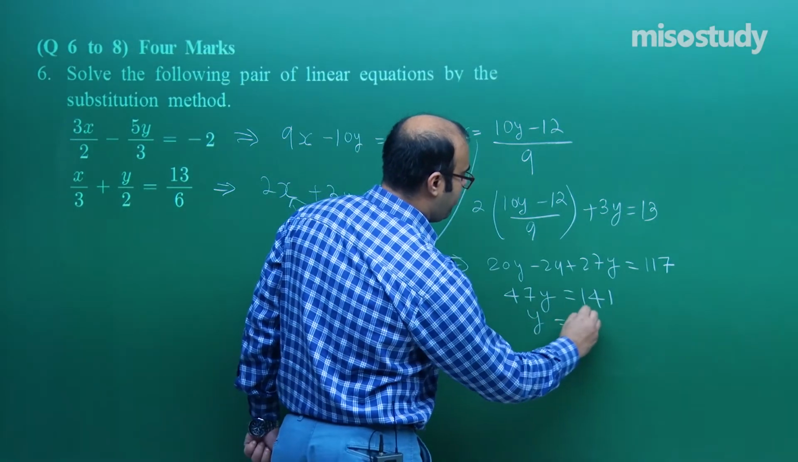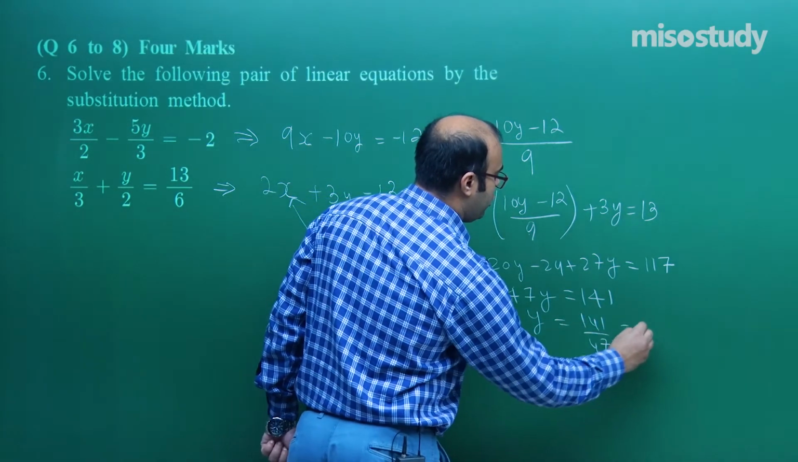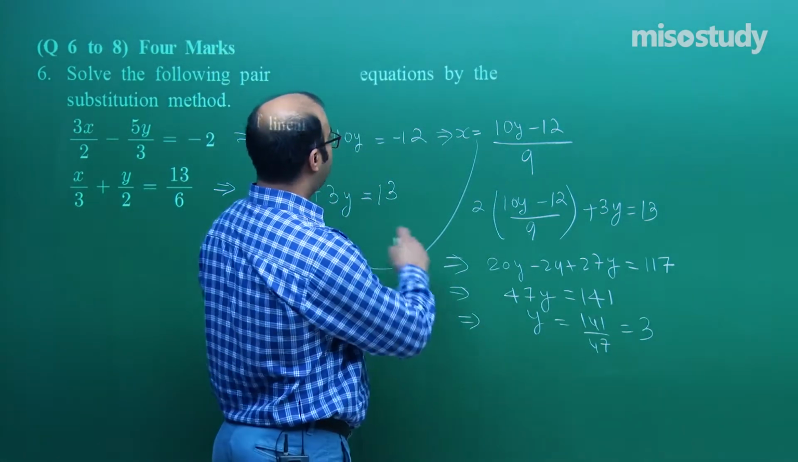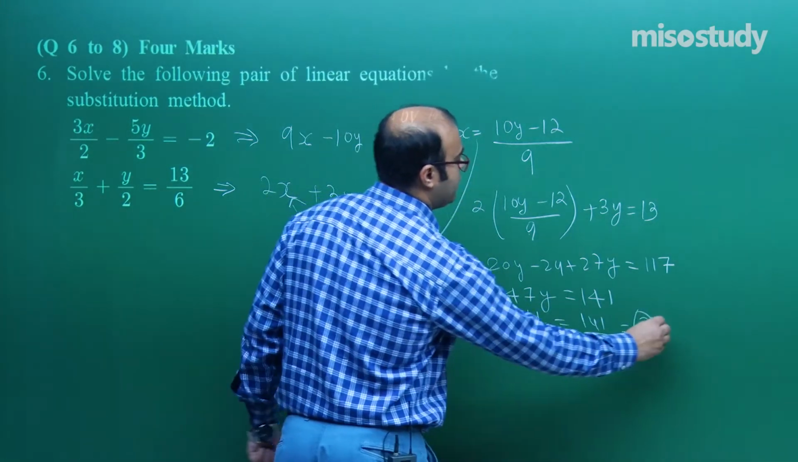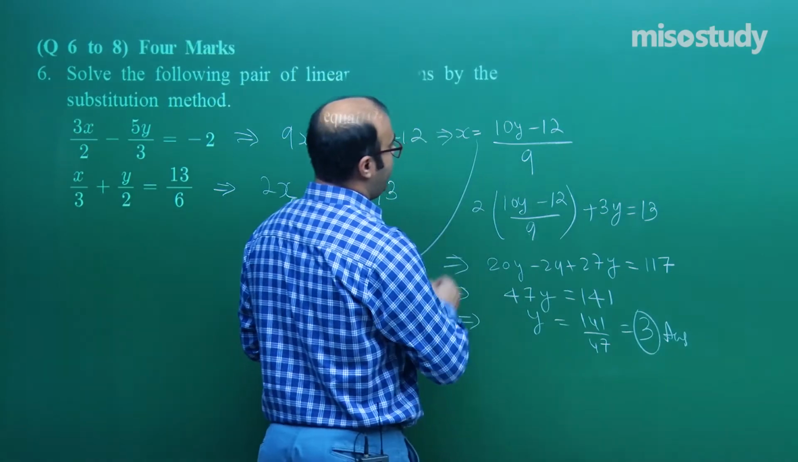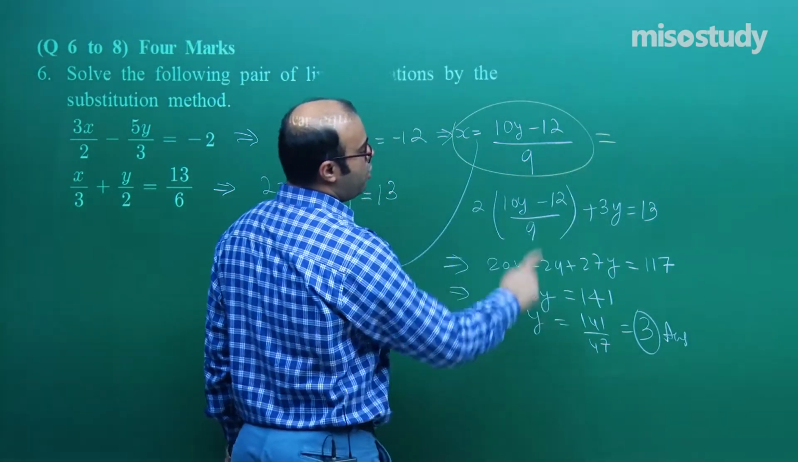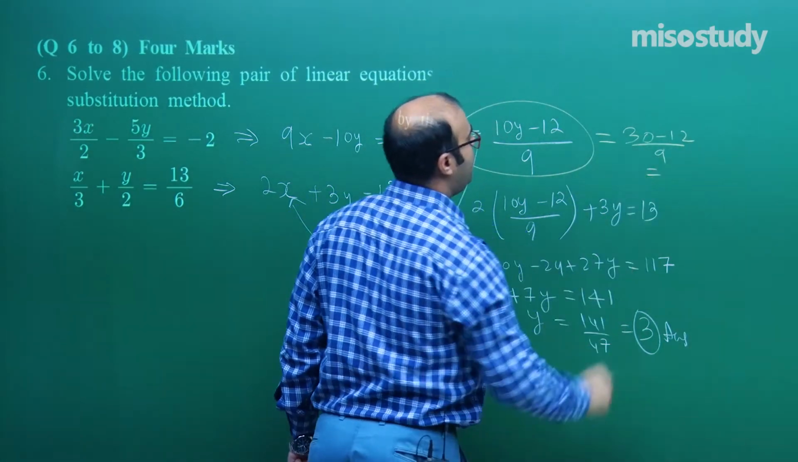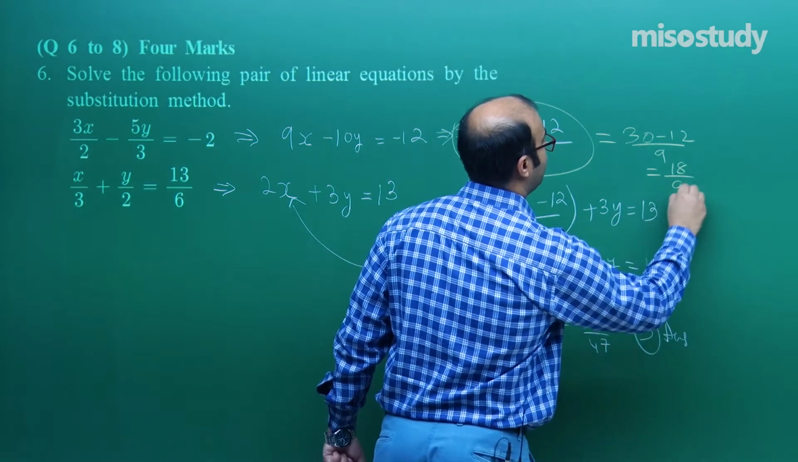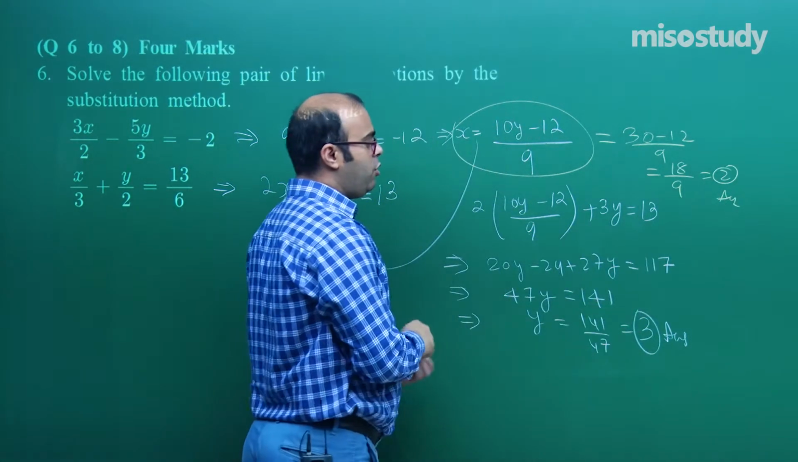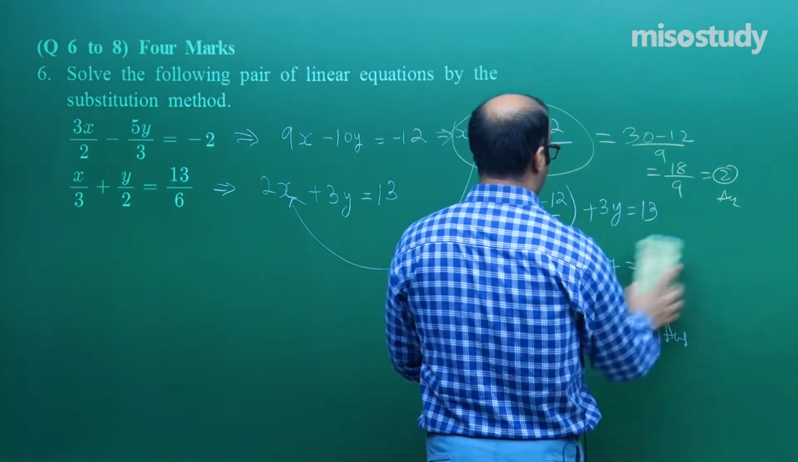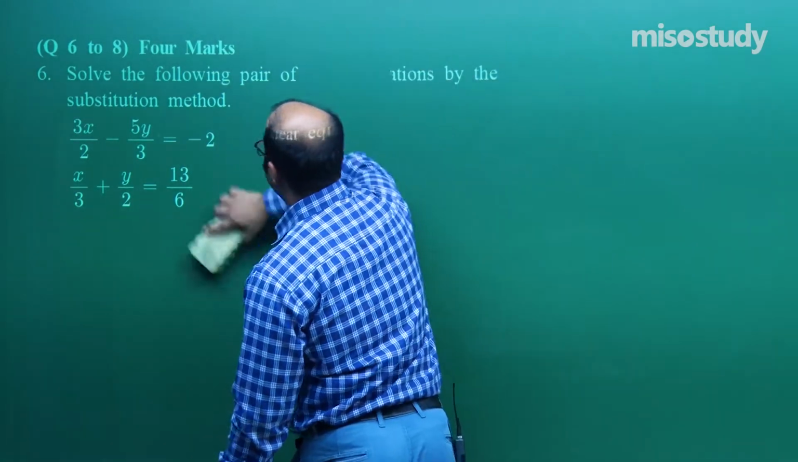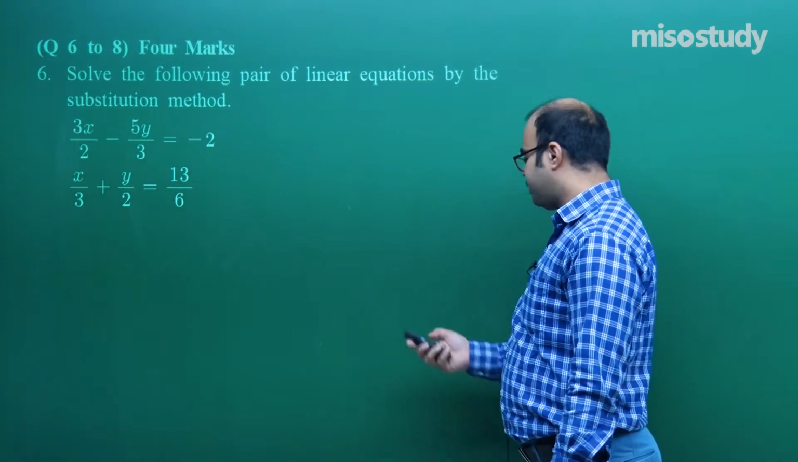So y will be 141 by 47. So this is 3 times. If we take 3 times of 47, we get 141. So y is equal to 3. After getting y is equal to 3, we can get x also, because here we know x is equal to (10y minus 12) by 9. So 10 into 3, 30, 30 minus 12 by 9, that is going to be 18 by 9, that is 2. So the value of x is 2 and the value of y is 3 by substitution method. So this is how we use substitution. We take a variable in terms of another variable and substitute it in the other equation. So those 2 equations we have.